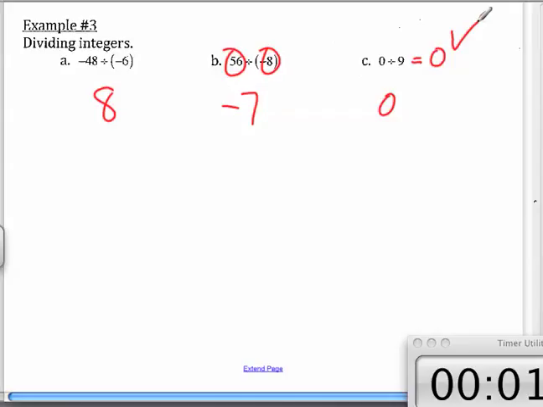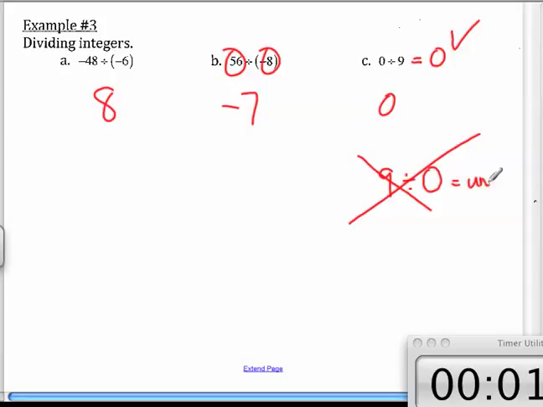But this is bad. You go to math jail for that. We never divide by 0. This is considered undefined. Okay. Undefined. All right. And I'm going to take just a second because I have a minute 20 left. I want to take just a second to show you why.